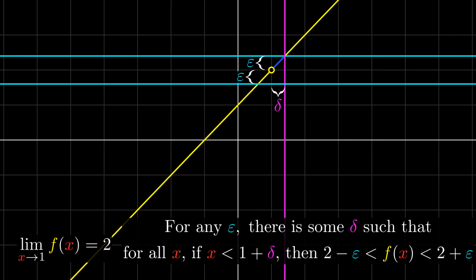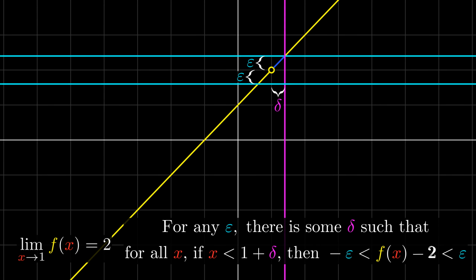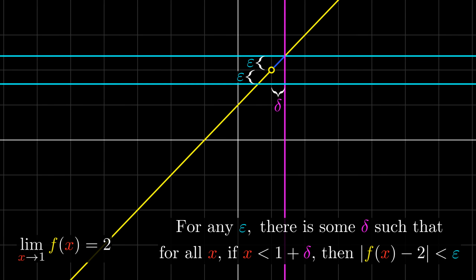We can actually simplify this constraint with some algebra. You can subtract 2 everywhere to change it to this, and then this is the same thing as saying that the absolute value of f of x minus 2 is less than epsilon. This makes sense geometrically as well.